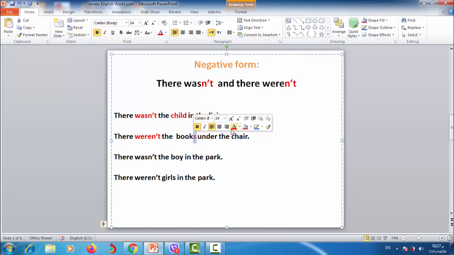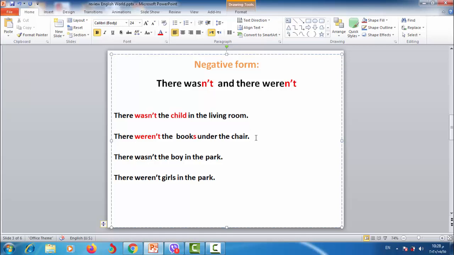Books means more than one. This indicates more than one. There weren't books under the chair. We cannot say there wasn't books under the chair. Why can't we say it? Because we have plural.